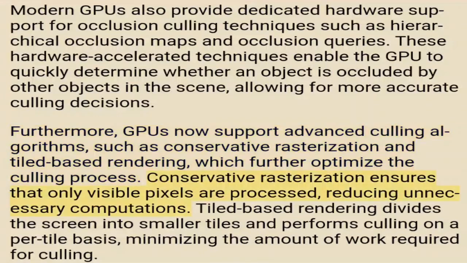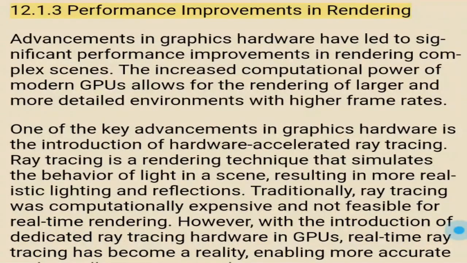Conservative rasterization ensures that only visible pixels are processed, reducing unnecessary computations. Tile-based rendering divides the screen into smaller tiles and performs culling on a per-tile basis, minimizing the amount of work required for culling.